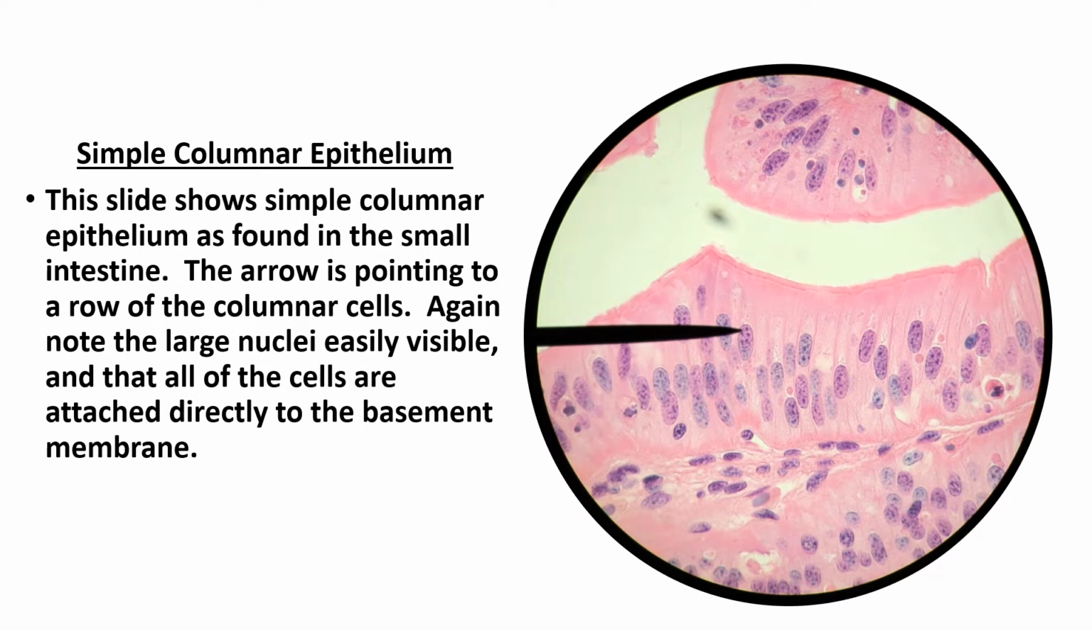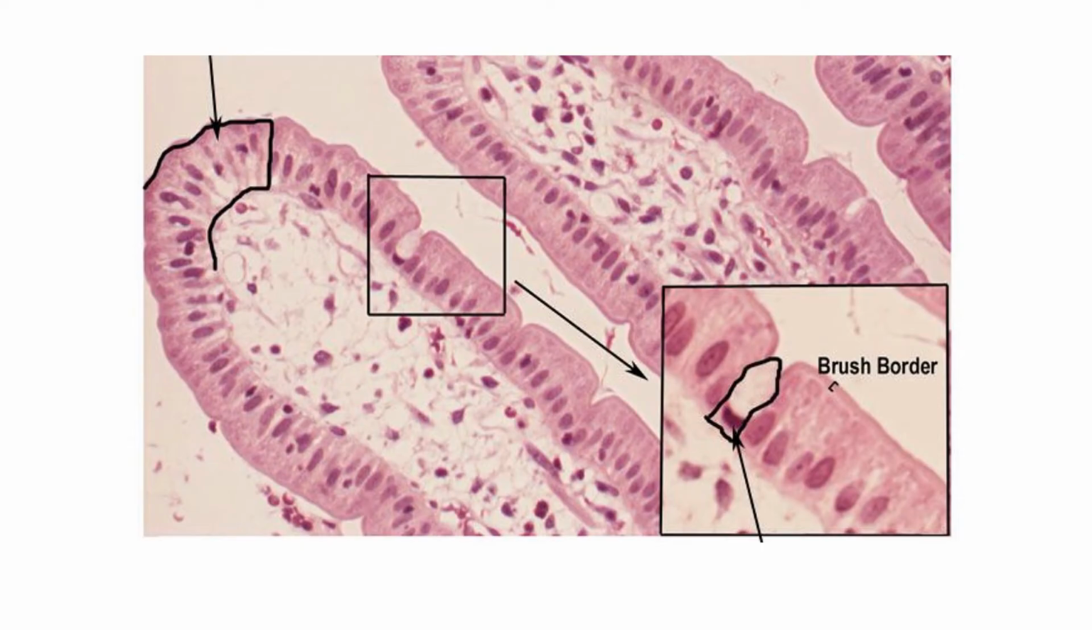Here is the simple columnar, very tall. Now, this is a multi-layered, not multi-layered, but when we cut through the digestive tract, there's many layers going away from us. So it looks like there's multiple nuclei, but there's really just one nuclei in each of the column-shaped cells. Here's another view showing you the columnar epithelium.